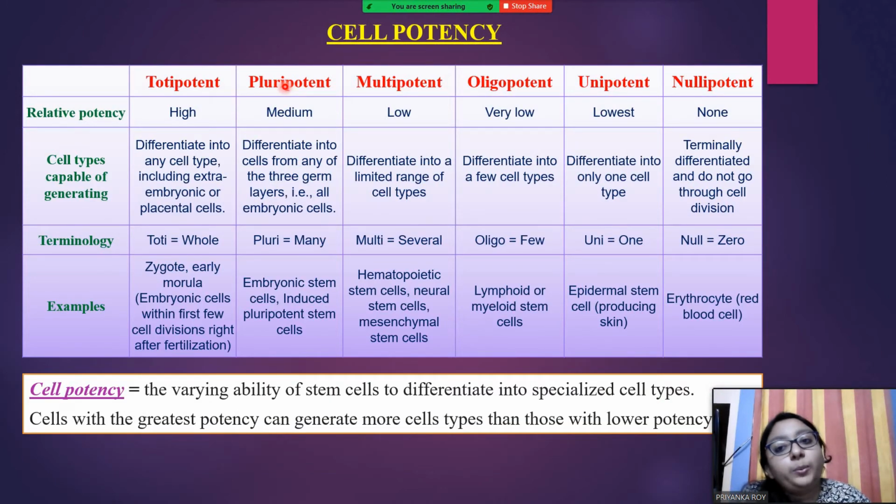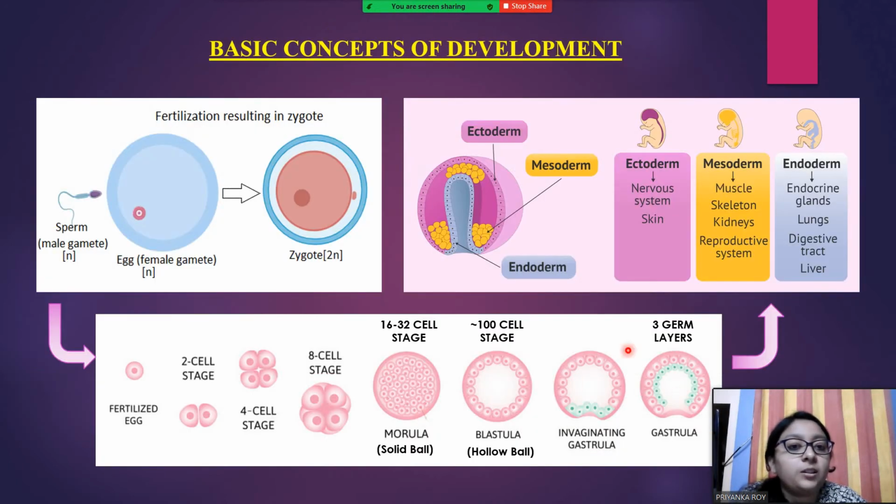The next is pluripotent stem cells. So what are pluripotent stem cells? Obviously, as you can understand, their potency is lower than totipotent stem cells. They can differentiate into any cells from the three germ layers, that is all embryonic cells. So what are the three germ layers? The three germ layers are ectoderm, mesoderm and endoderm. So any cell that can differentiate into either ectoderm or mesoderm or endoderm, that cell we can call pluripotent.